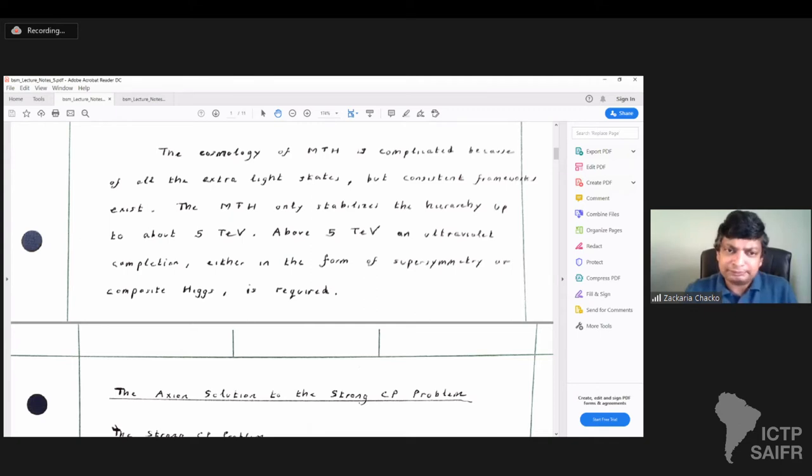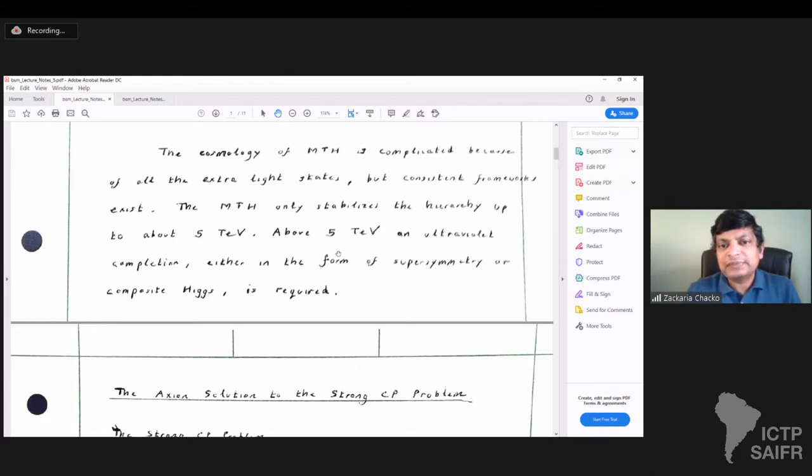And so in a composite Higgs model, instead of using collective symmetry breaking to keep the Higgs light, lighter than the compositeness scale, you could use the twin Higgs mechanism, for example, instead of collective breaking, right? And the bounds would be quite a lot weaker, right?